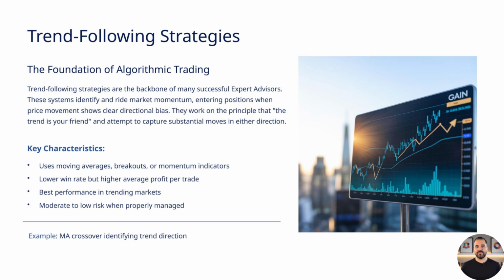The trade-off is that trend-following systems usually have lower win rates. They'll take several small losses when markets chop sideways. But when a true trend emerges, the gains are significantly larger, often dwarfing the losses. With sound risk management, this asymmetry creates a favorable edge. These strategies perform best in trending markets, and when managed carefully, carry moderate to low risk. This balance of simplicity and reliability is why so many EAs are built on trend-following foundations.